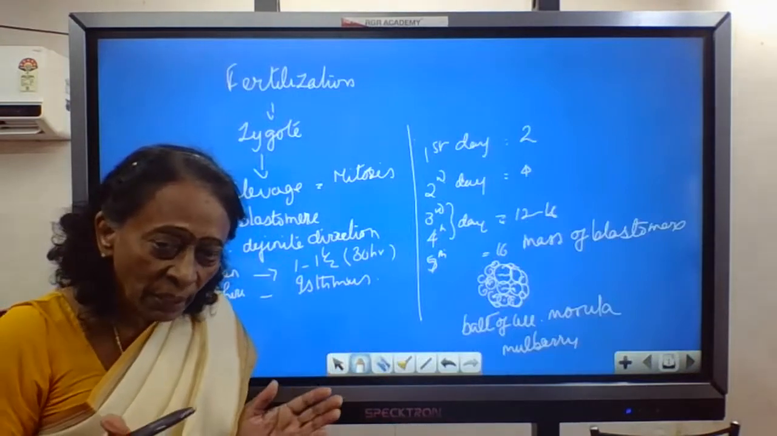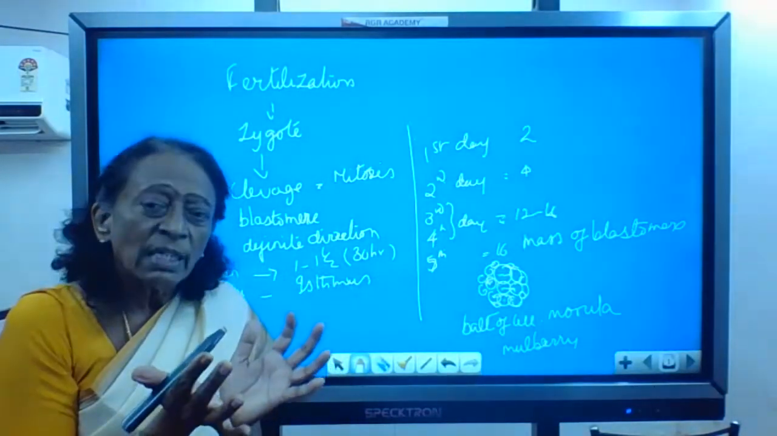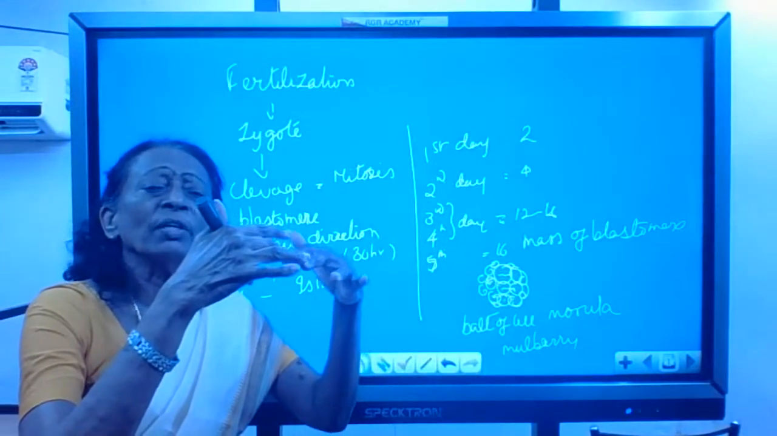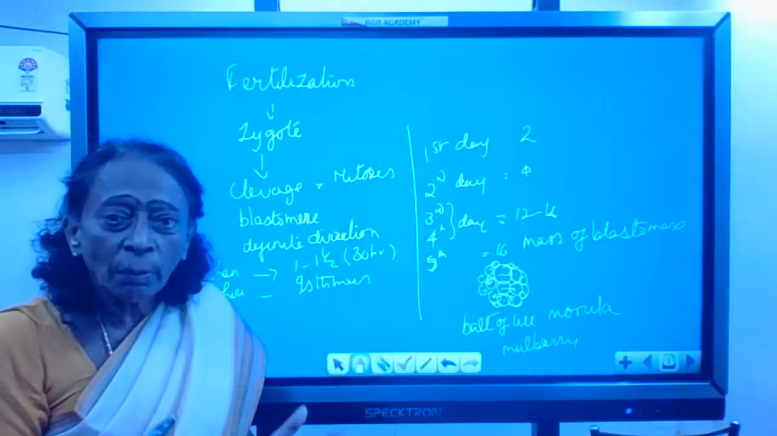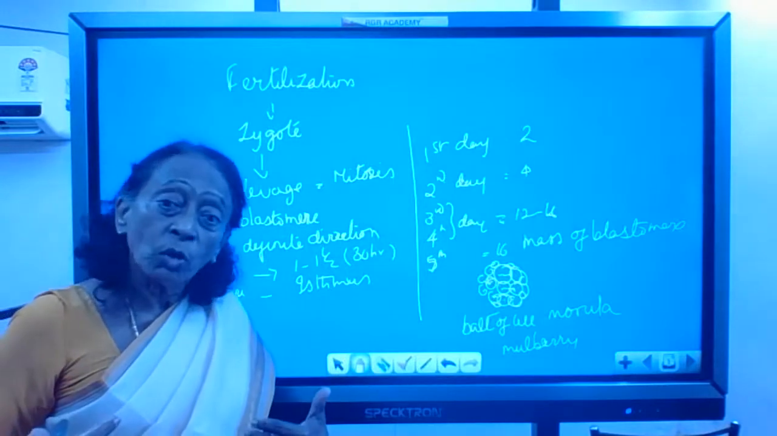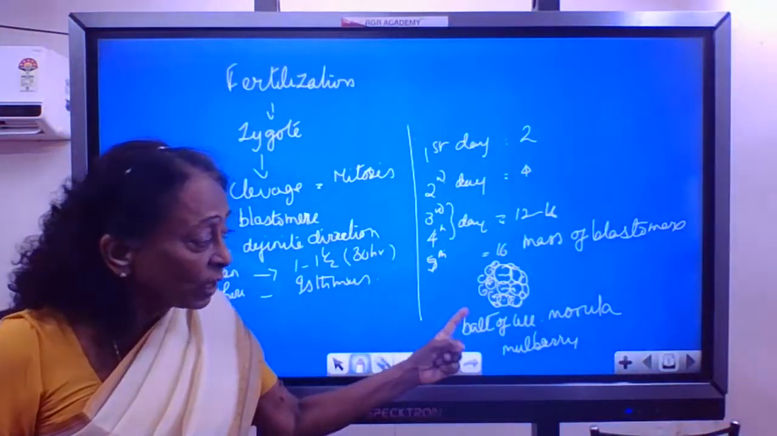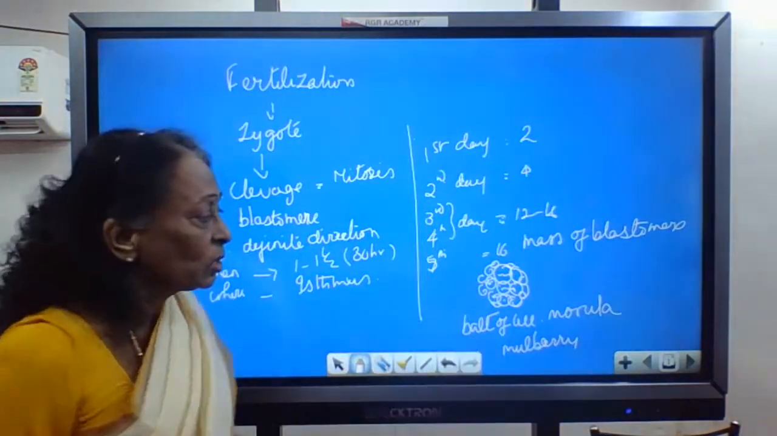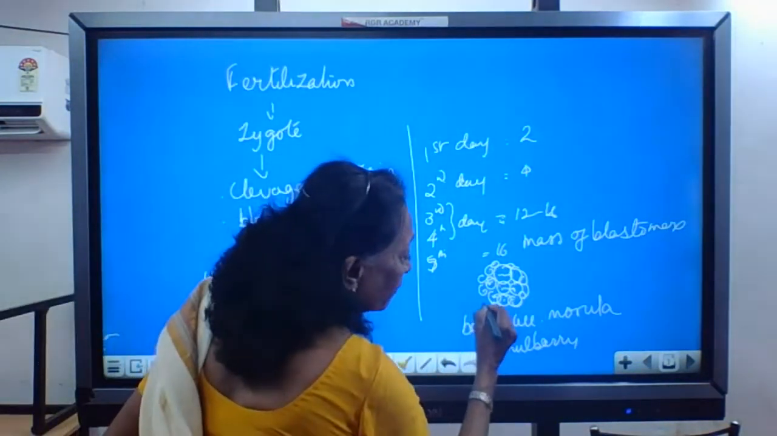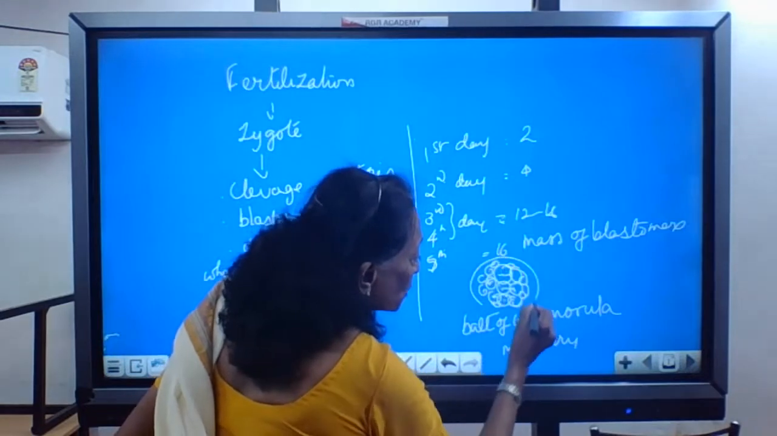Outer to the vitelline membrane there is a perivitelline space. Surrounding the perivitelline space you have a uniform, homogeneous zona pellucida, and outer to it only the corona radiata. So the zona pellucida remains during the blastula and morula stage. There will be the perivitelline space, and the zona pellucida surrounds this.